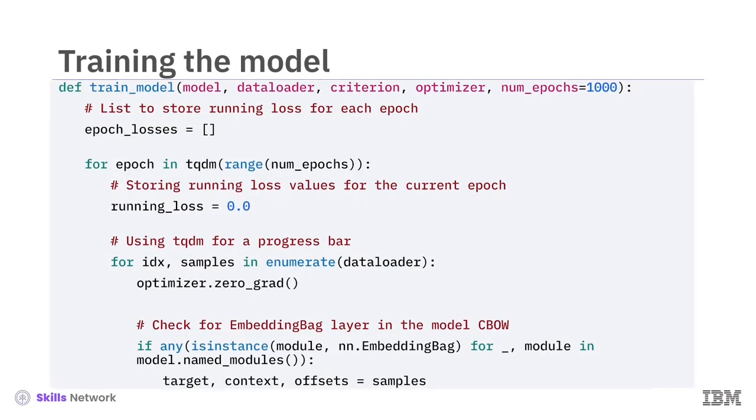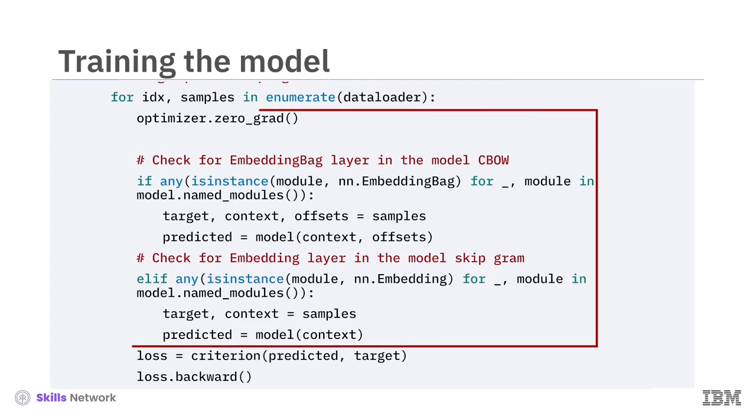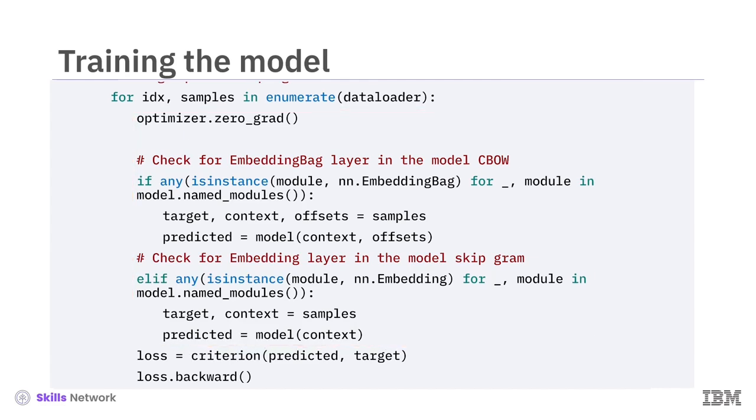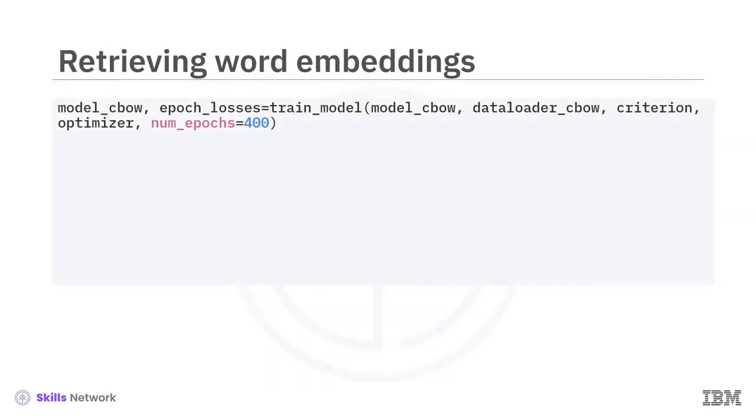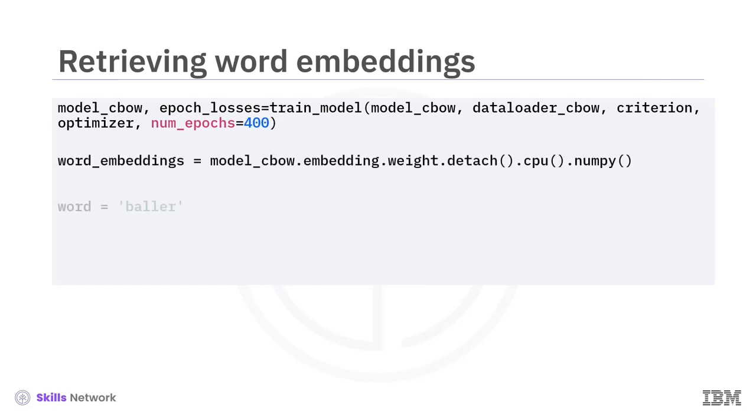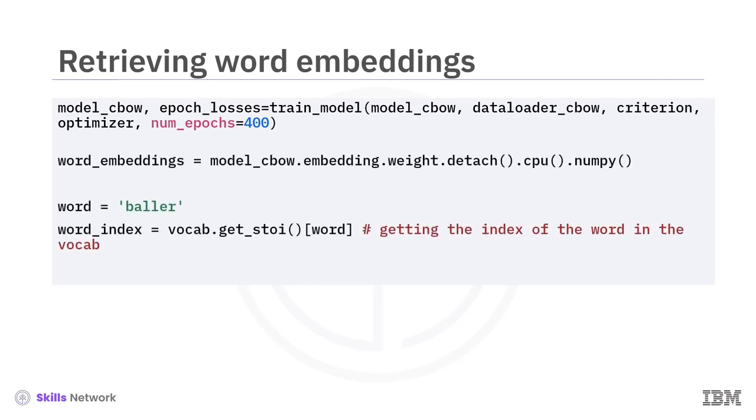Now let's define the training function to train the model for a specified number of epochs. You must include a condition to check whether the input is for skipgram or CBOW. The output of this function includes the trained model and a list of average losses for each epoch. Now to retrieve word embeddings, you will call the train function with the data loader you created for training the CBOW model. Once the model is trained, you can retrieve the weights, which are the actual word embeddings. You can get the embedding vector for a specific word by its index.